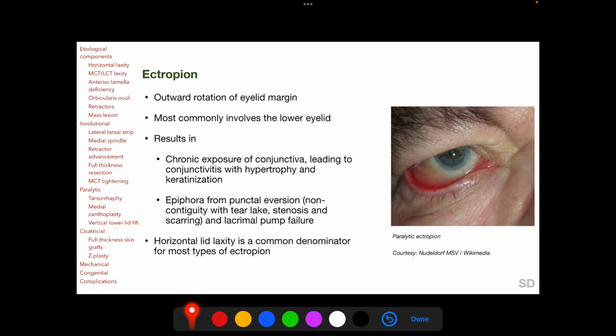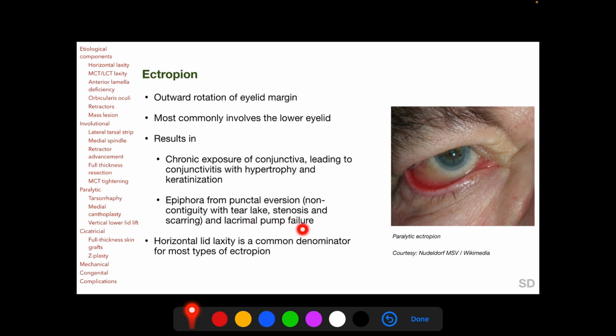Outward rotation of the eyelid margin results in chronic exposure of the conjunctiva, leading to conjunctivitis with hypertrophy and keratinization of the exposed conjunctiva, as we see in this picture. Outward rotation of eyelid margin also results in epiphora, and this epiphora occurs due to punctal eversion and lacrimal pump failure. Punctal eversion leads to non-contiguity of the punctum with the tear lake in the conjunctival sac, and also long-standing ectropion results in punctal stenosis and scarring.